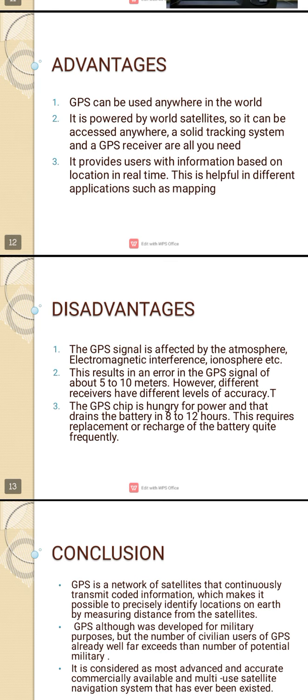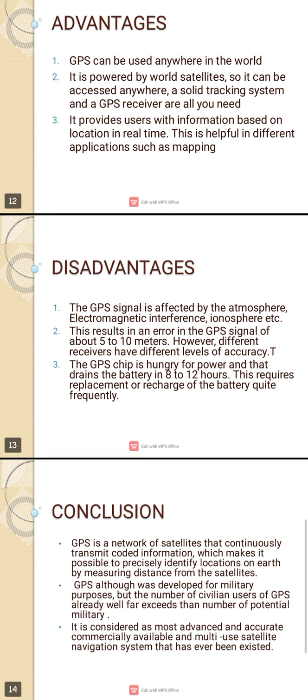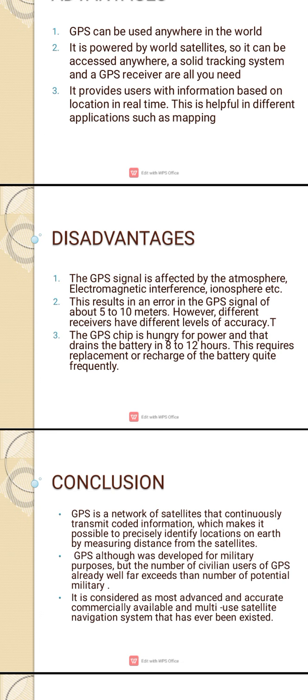Now we can see about the disadvantages of GPS. The GPS signal is affected by the atmosphere, electromagnetic interference, ionosphere, etc. This results in an error of the GPS signal of about 5 to 10 meters. However, different receivers have different levels of accuracy. The next major disadvantage of GPS is that its chip is hungry for power and that drains the battery in 8 to 12 hours. This requires replacement or recharge of the battery quite frequently.